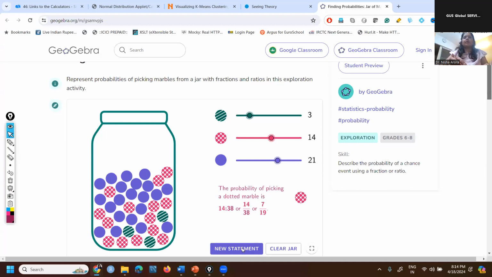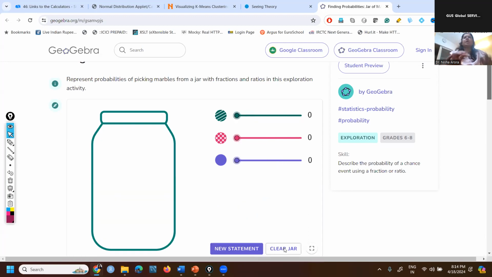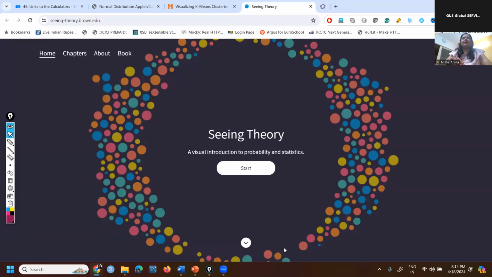And you can get a new statement for the same configuration, or you can clear the jar and do it again. I think this way you can even teach a 5 or 6 year old kid the basic concept of probability. And this is only calculating basic probability. I know there are many concepts, so there are many tools. I'm not showing you all, right?